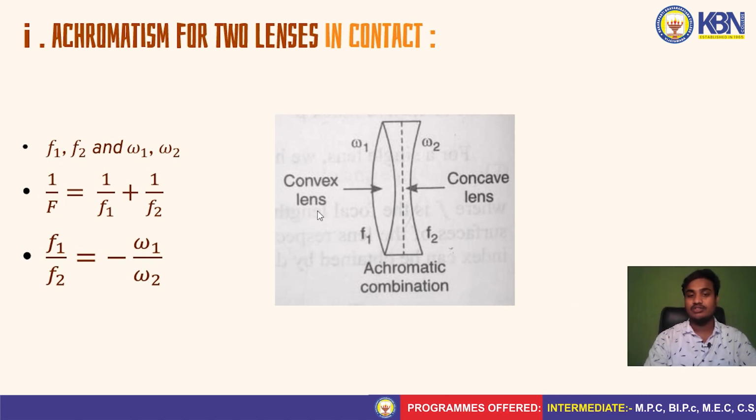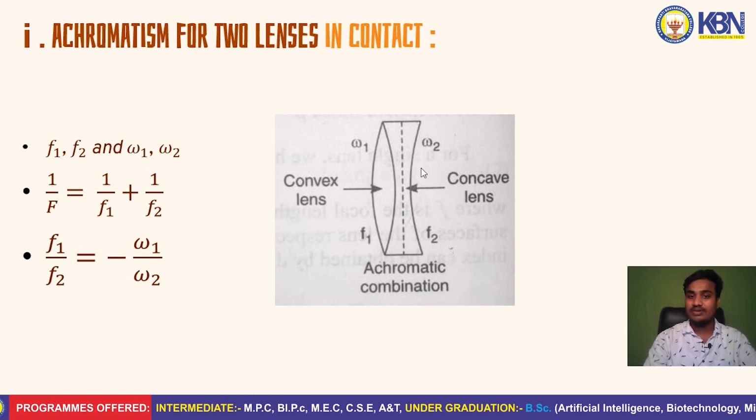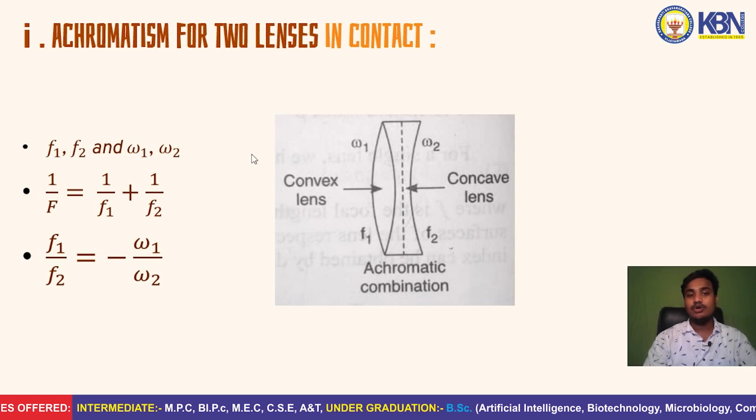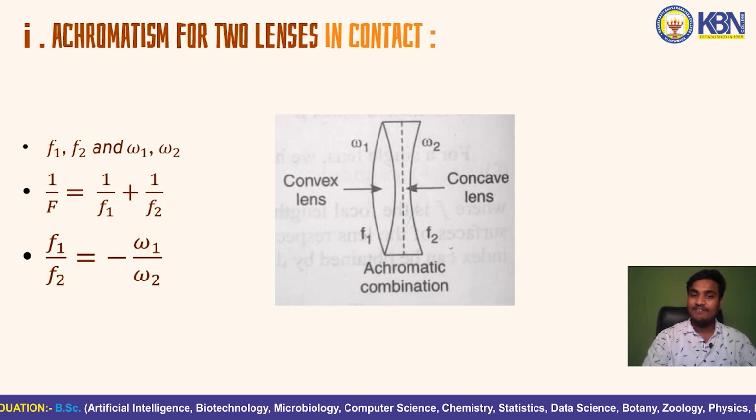F1 is the focal length of the convex lens and f2 is the focal length of the concave lens, and omega 1 is the dispersive power of the convex lens and omega 2 is the dispersive power of the concave lens. Then we know that the combined focal length, represented by capital F, is given by 1 by F is equal to 1 by f1 plus 1 by f2, where f1 and f2 are the focal lengths of the convex and concave lenses respectively.